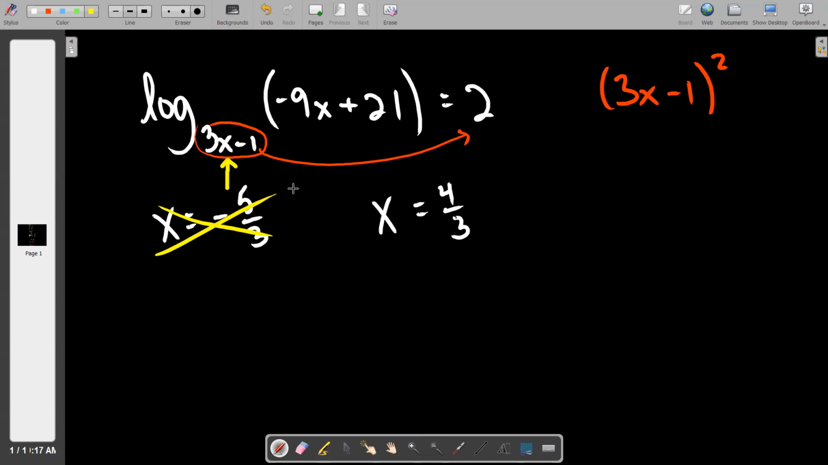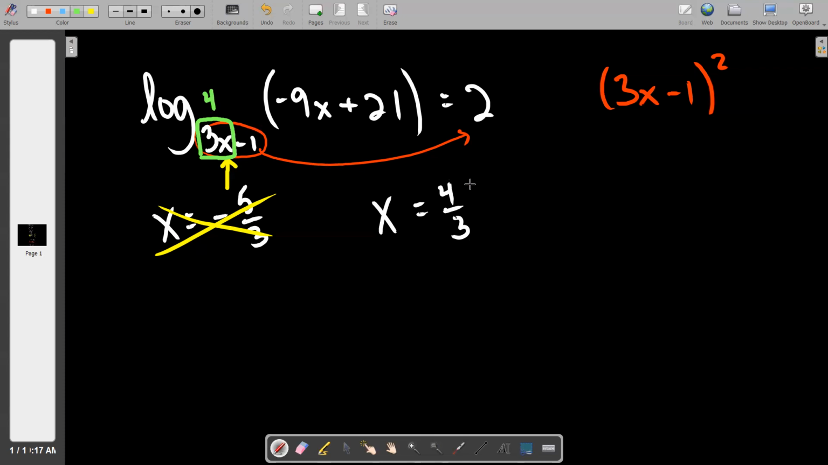All right, and let's take 4/3 real quick for a spin and make sure that only good things happen. So if I take 4/3 and put it where the little yellow arrow is, I need your help with your basics here. What is 3 times 4/3? Yeah, it's 4, right? The 3's cancel, so it's just 4. And then 4 minus 1 is 3. So we have a base of 3, so we're all good there.